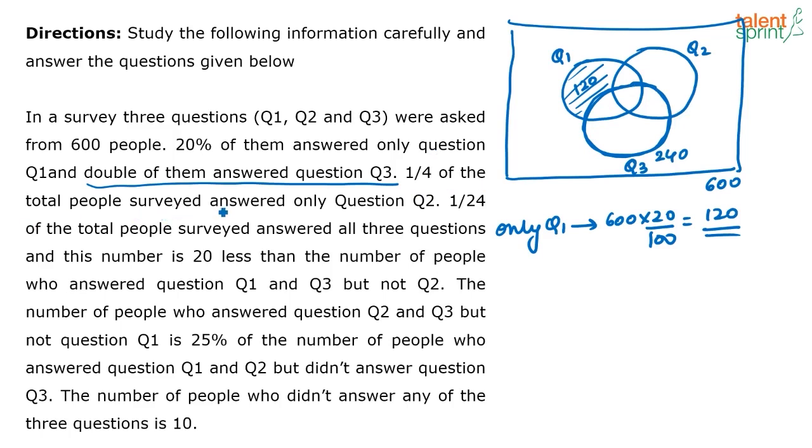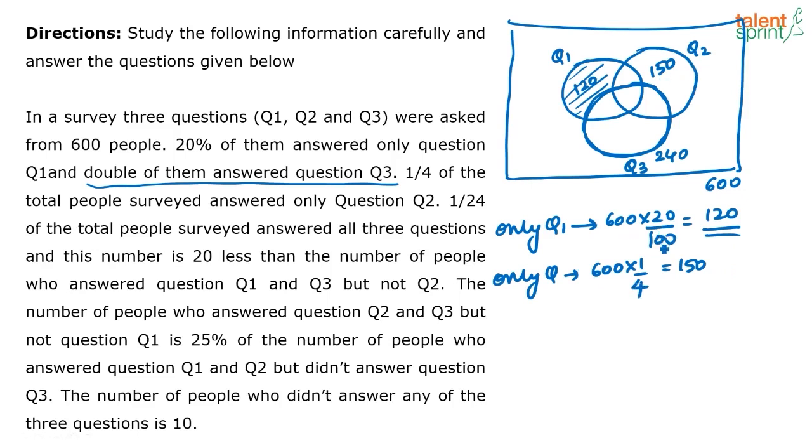1/4 of the total people surveyed answered only question Q2. So how many people have been surveyed? Only Q2 is 600 into 1/4. These many people have answered only Q2, that is equal to 150. So where do I put this 150? I put it here. See, I am writing these steps so that it is clear to each and every one of you. In the examination, please do not write this. You know what 600/4 is. Directly write it here as 150.